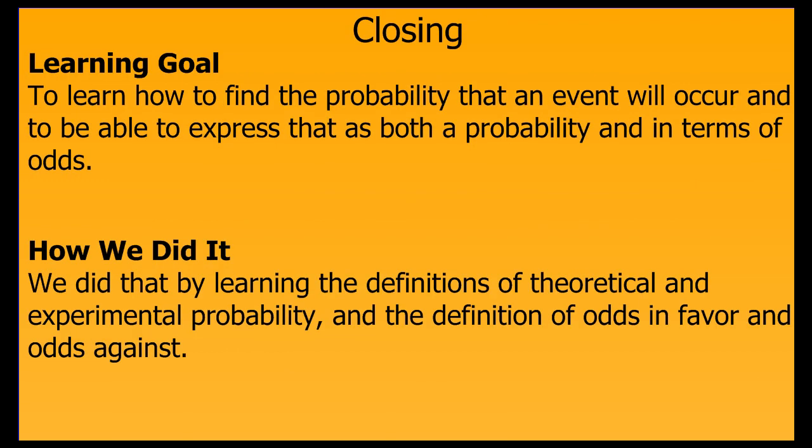In closing, let's review our learning goal. We wanted to learn how to find the probability that an event will occur and to be able to express that as both a probability and in terms of odds. We did that by learning the definitions of theoretical and experimental probability and the definitions of odds in favor and odds against.